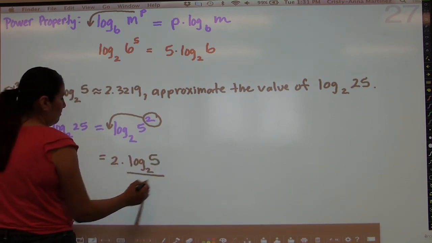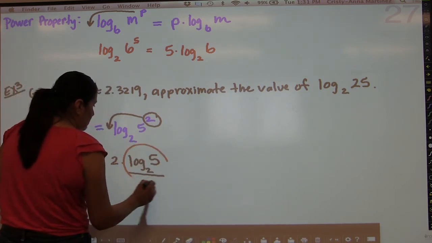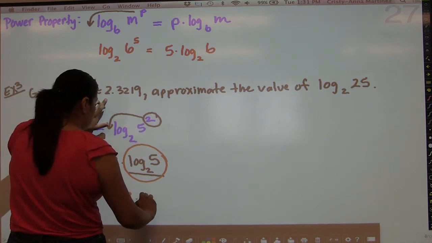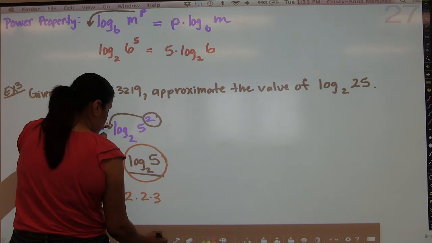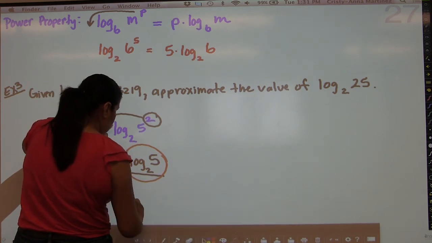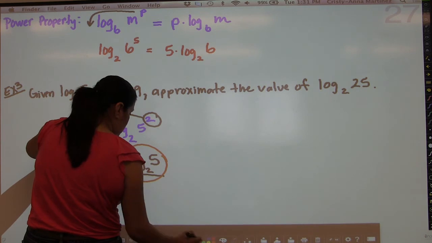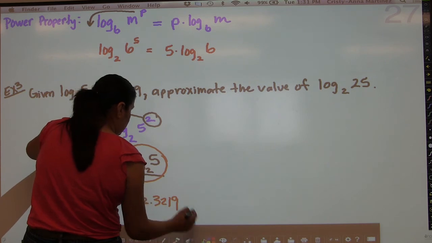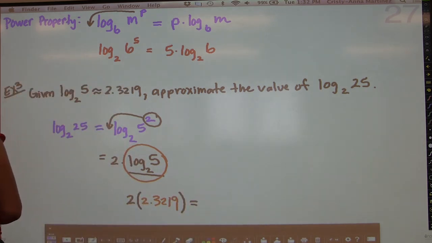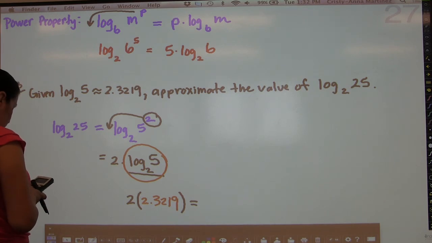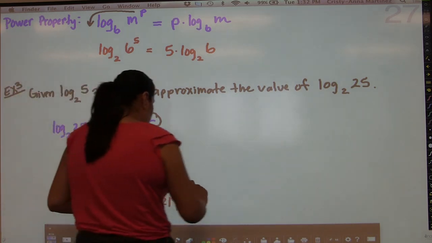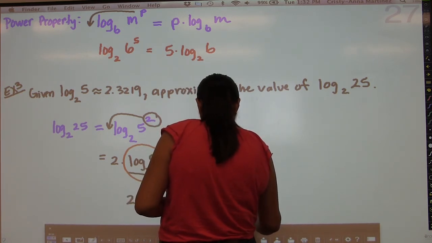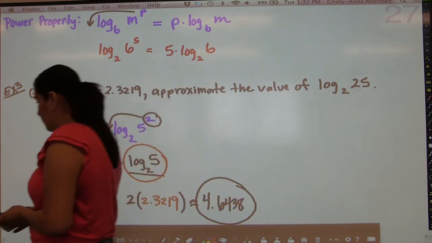And since log base 2 of 5 was given to us as approximately 2.3219, we're going to have 2 times 2.3219, and according to my calculator, 2 times 2.3219 is 4.6438. So that is our answer for example 3, 4.6438.